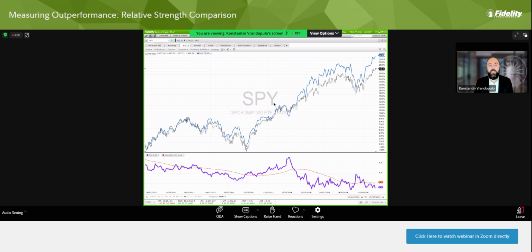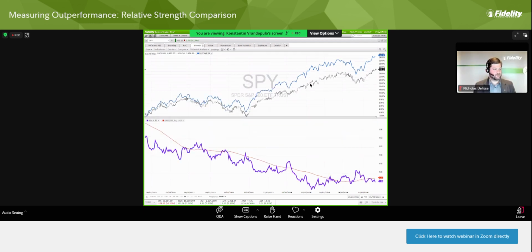So the point is that we're really splitting teeth here. Tiny little differences. It's not just about using it to see if there is a rotation into growth versus value. That's really one of the big ways to use it, but also looking at a specific market versus the broader market. Constantine, real quick before we jump into that, can you do one more comparison for me?